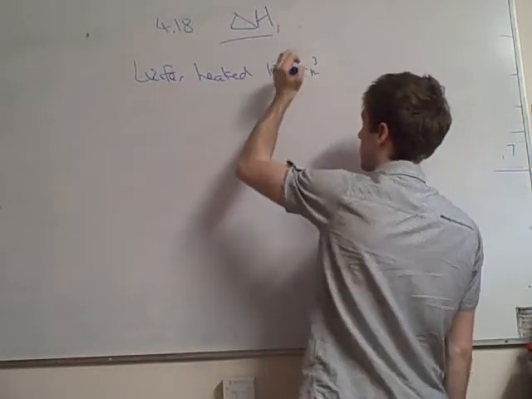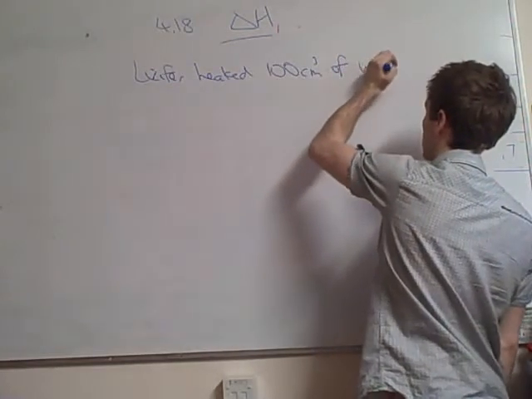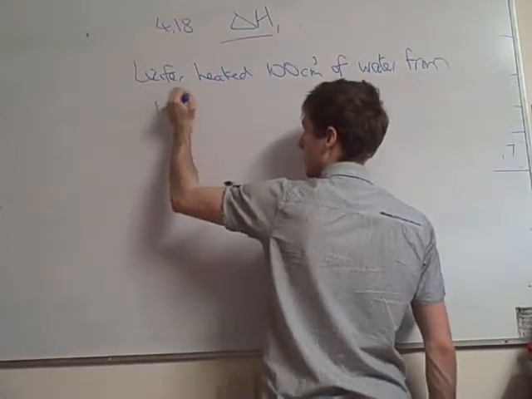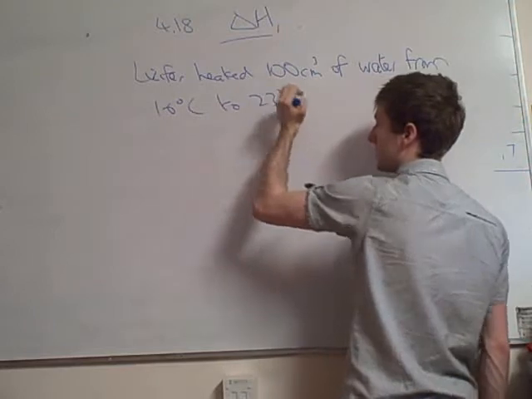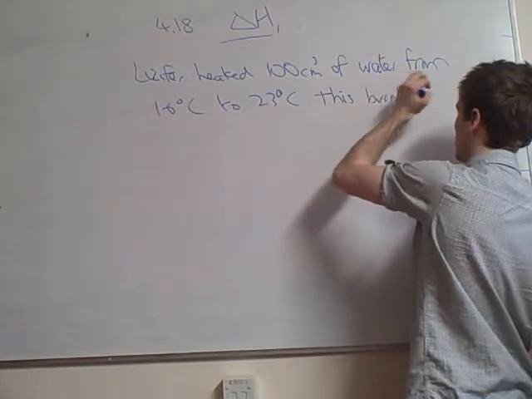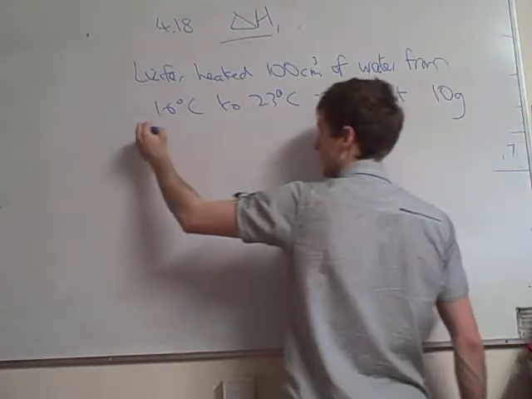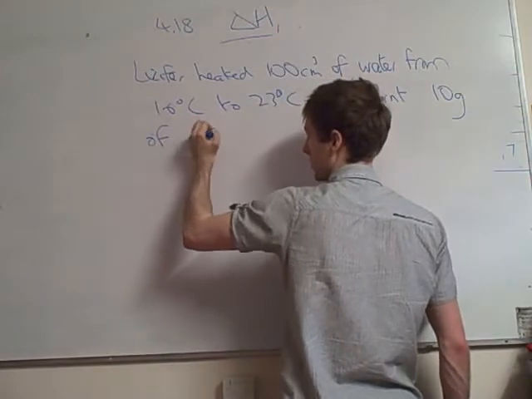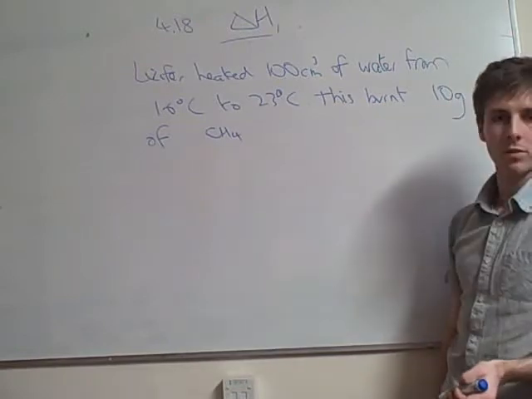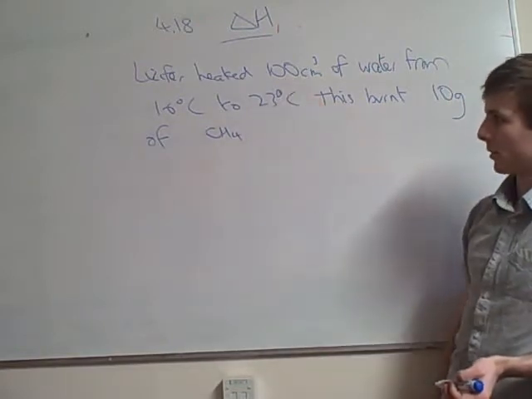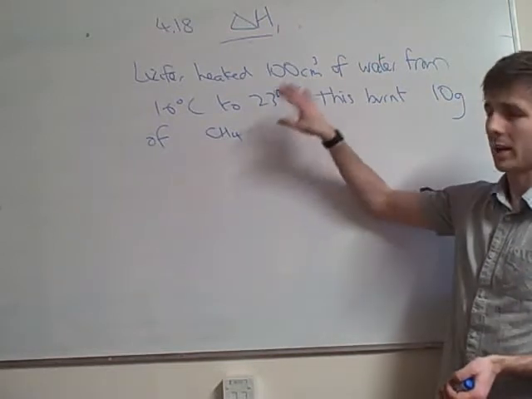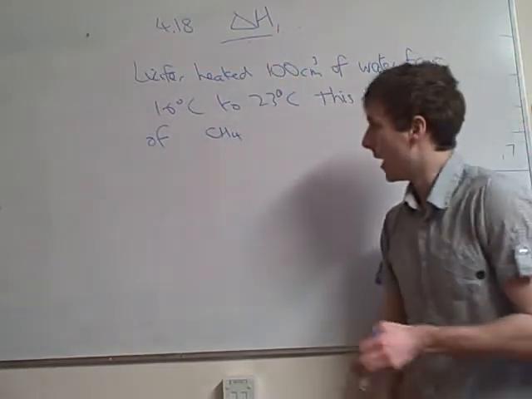Say we heated 100 centimetres cubed of water from 16 degrees C to 23 degrees C. This burnt 10 grams of, I don't know, methane, CH4, okay? So we've got some CH4, burned 10 grams of it, and we heated up 100 centimetres of water from 16 to 23. And unless you can't tell, I am just making these numbers up, so this isn't going to be anything like the actual number, okay?